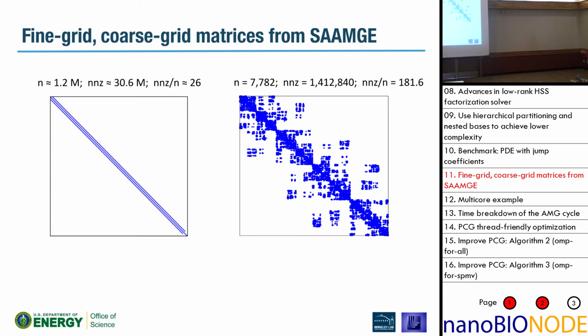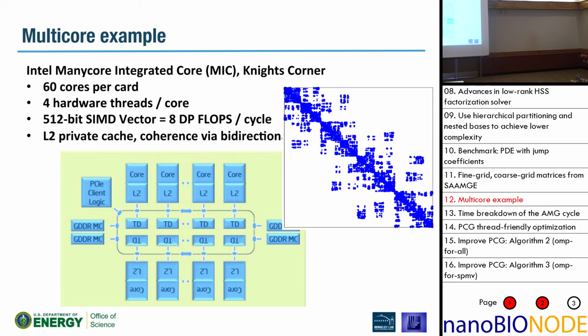Another difference is that the coarse grid is much denser. This is the number of non-zeros per row: it's 180, but for the finite element it's only 26. So that's the problem we need to solve at the coarse grid.